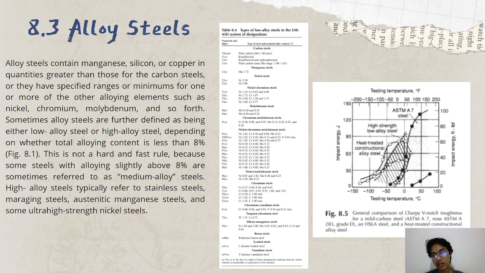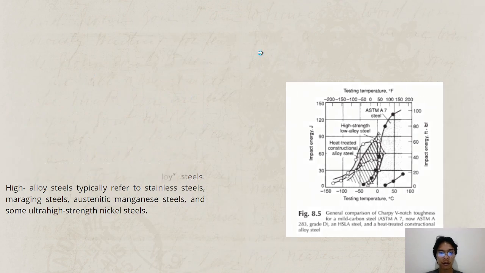Picture 8.5 is a general comparison of Charpy V-notch toughness for a mild carbon steel in the ASTM A7 and ASTM A283 grade D, and high strength low alloy steel and heat treated constructional alloy steel.